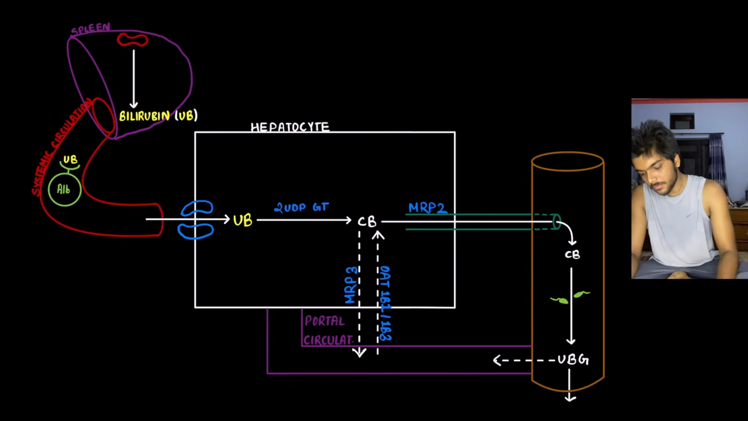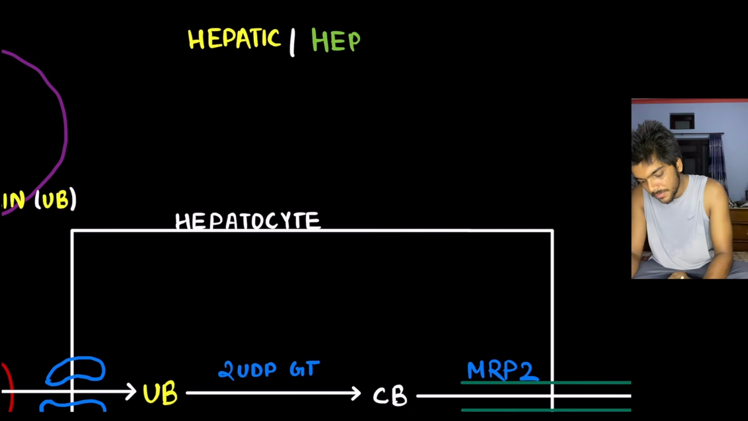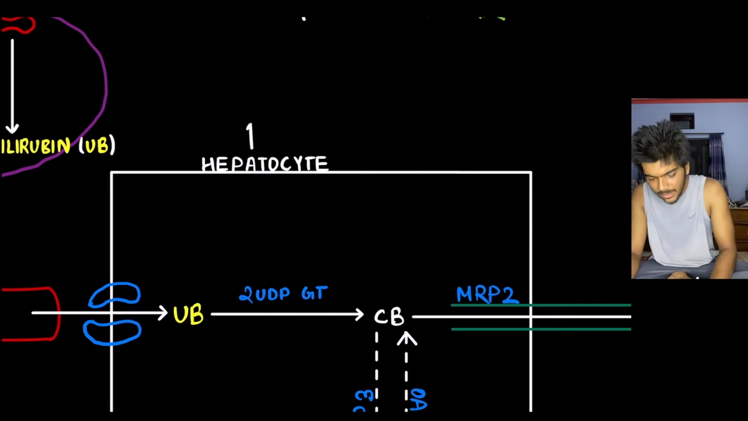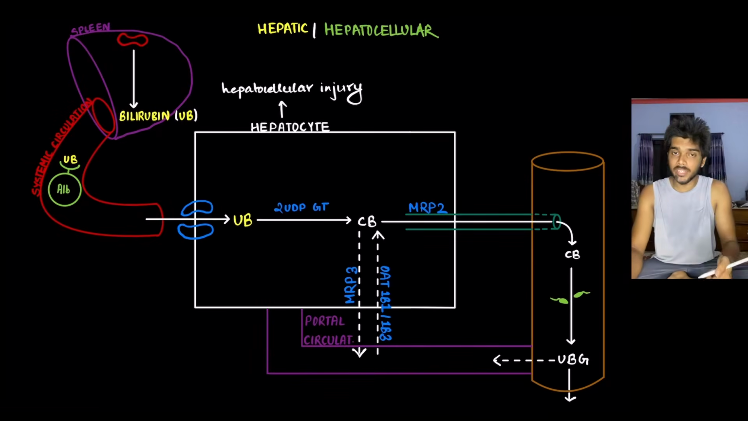Second, hepatic jaundice or hepatocellular jaundice. The reason behind hepatic jaundice or hepatocellular jaundice is hepatocellular injury. So there is your hepatocyte. This hepatocyte goes through hepatocellular injury. This hepatocellular injury can be due to inflammation, right? Hepatitis, or simply cirrhosis.